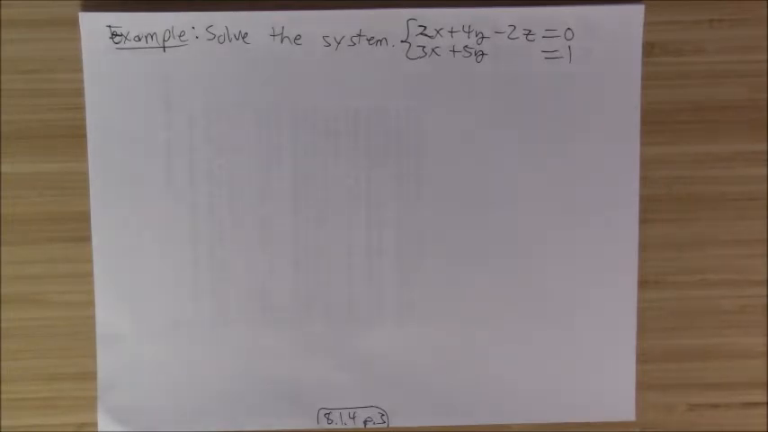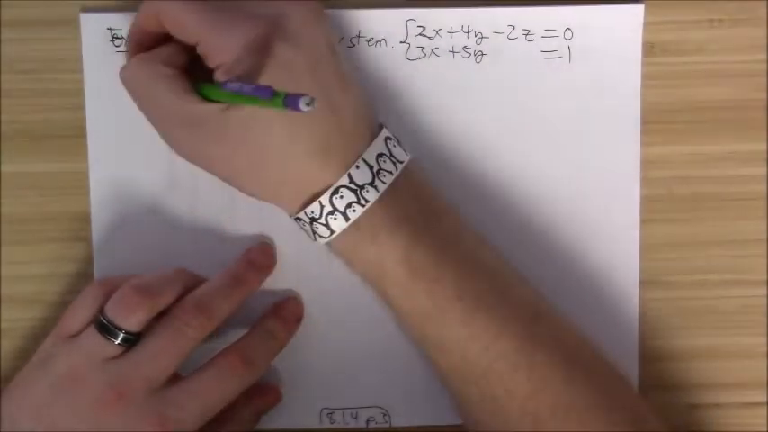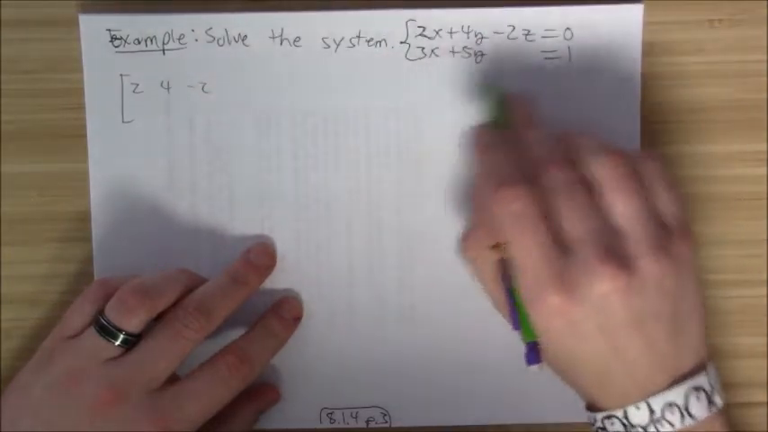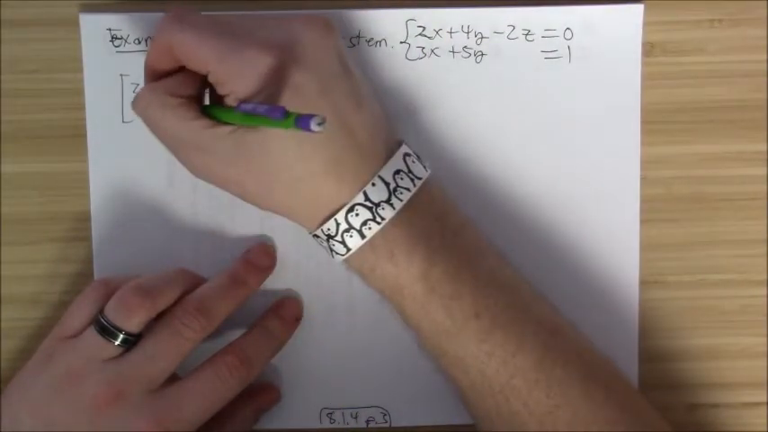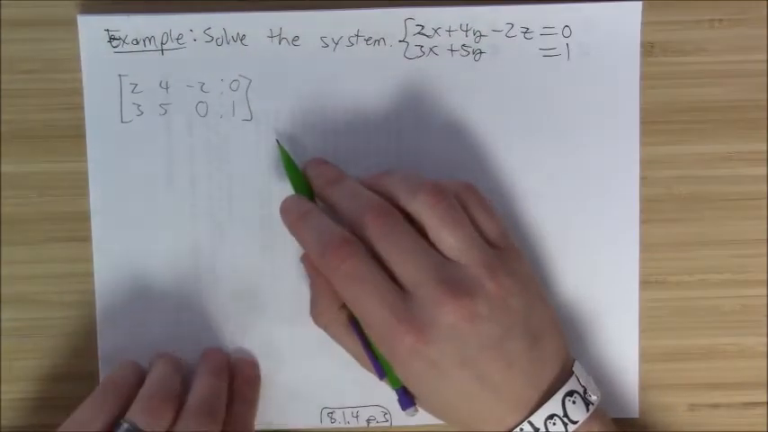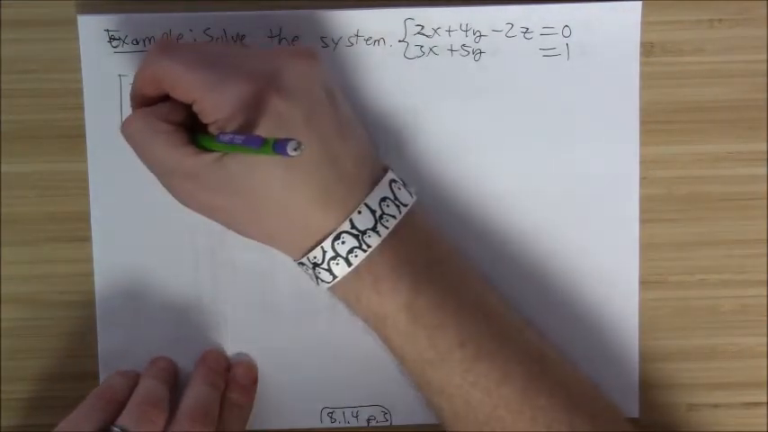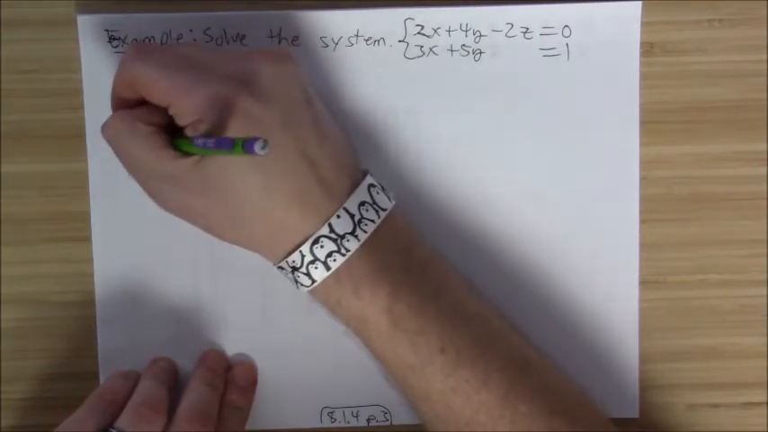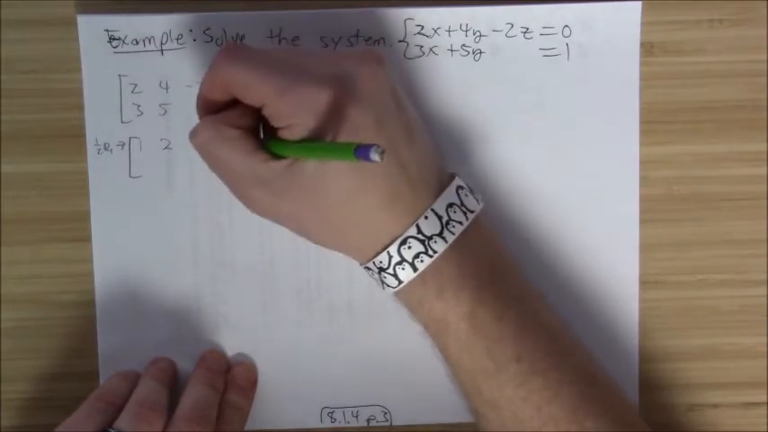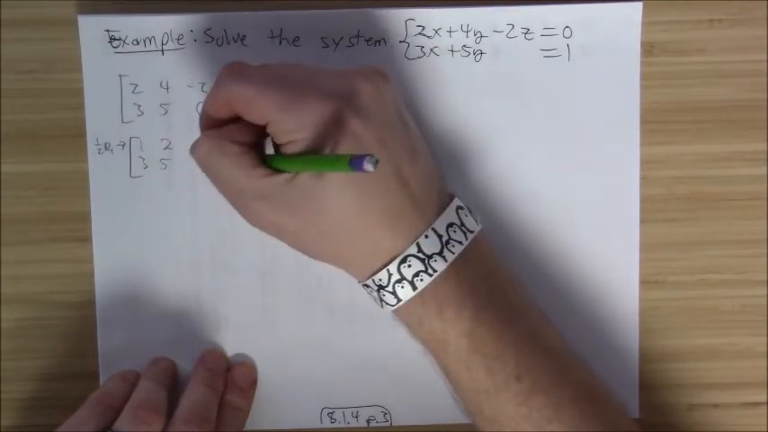Let's do another quick example. Let's go ahead and solve the following system of equations. Here, our augmented matrix would be 2, 4, -2, 0, 3, 5, 0, 1. Here we want to row reduce. Let's go ahead and multiply the top row by 1/2, since everything's divisible by 2. So 1/2 R1. So we'd have 1, 2, -1, 0. In the bottom we still have 3, 5, 0, 1.